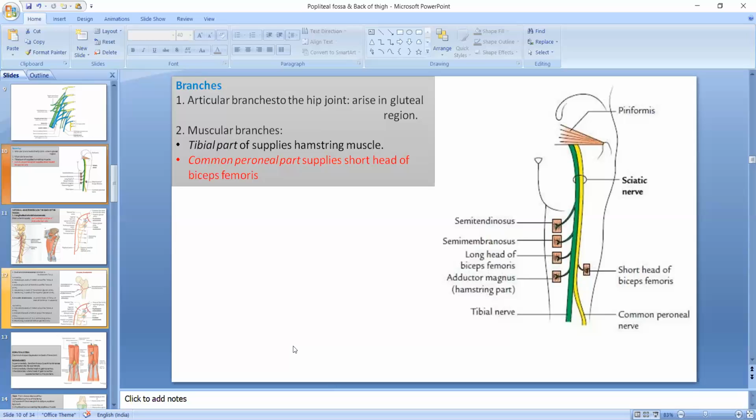The sciatic nerve passes through the lower medial quadrant. To avoid damaging the sciatic nerve, therefore, intramuscular injections are given only in the upper lateral quadrant of the gluteal muscles. So this is the most important part of the sciatic nerve.